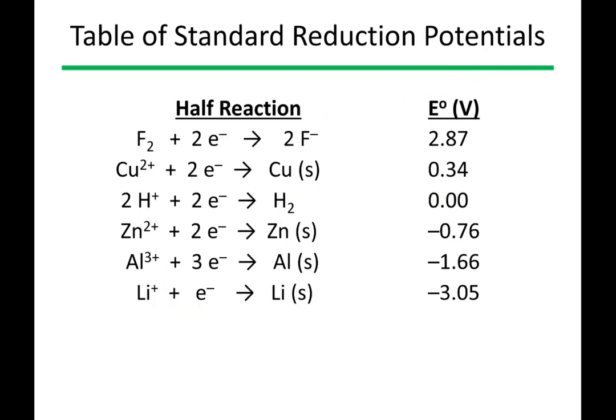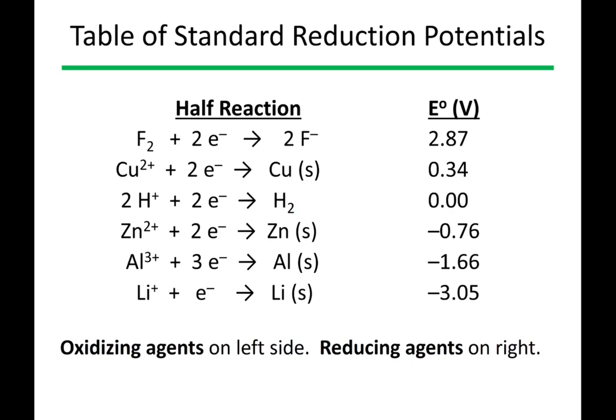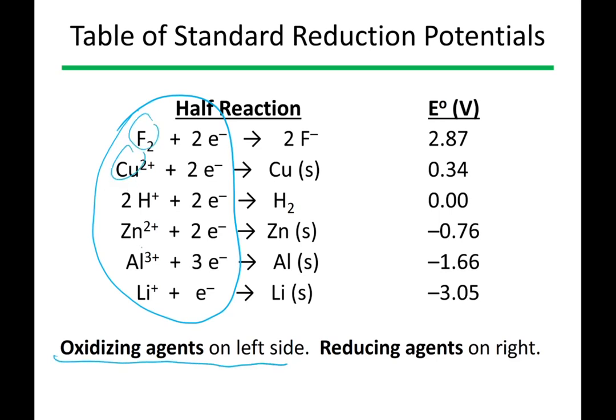So if we look at this table of standard reduction potentials, this is actually also a list of oxidizing and reducing agents. If we look on the left side, everything here is getting reduced. And so everything on the left is going to be oxidizing agents. So F2, Cu2+, Al3+, etc. And that means on the right, these are all the things that could get oxidized with these potentials, and those will be our reducing agents.